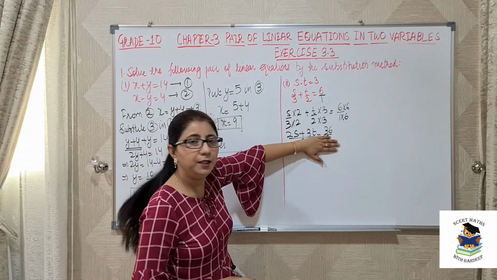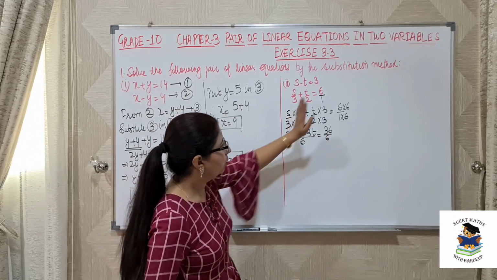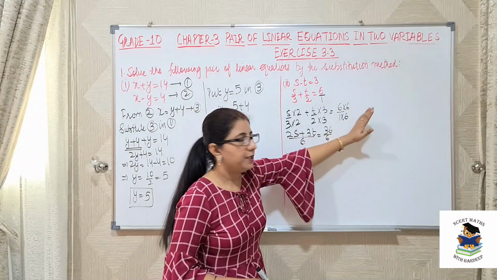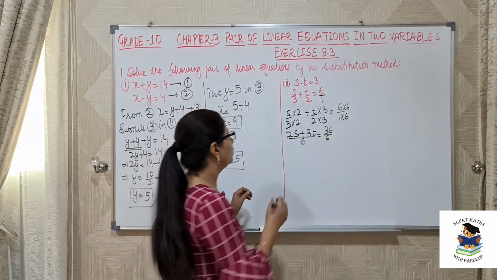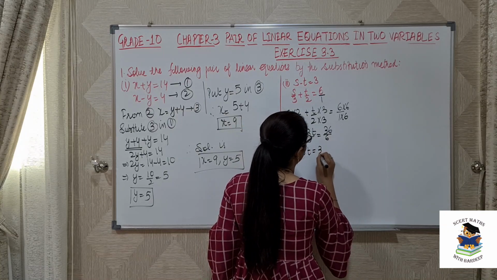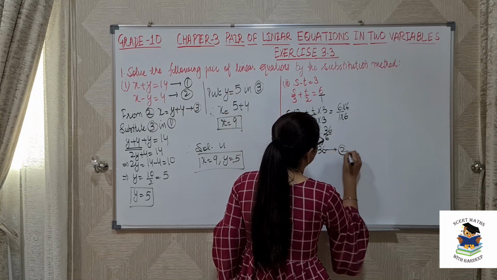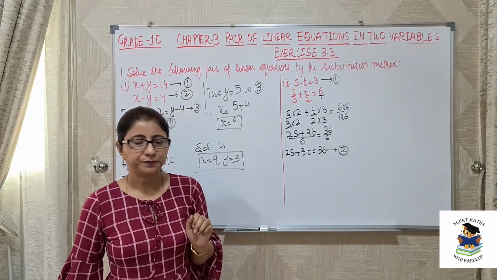Once you are here, your denominator is the same on both sides, you can simply ignore this. I have already explained in my previous videos why. Because this divided by 6 will go to this side, 6 into 6 will be cancelled. So simply you can ignore these values. So our second equation is 2s plus 3t is equal to 36. So this is our second equation. This is our first one.